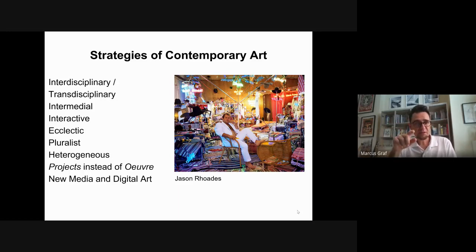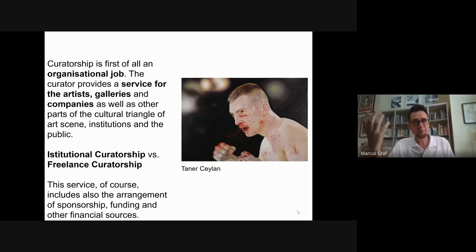You can take all these adjectives and put them onto curatorial practice as well. So that's why curatorial work today is also interdisciplinary, intermedial, heterogeneous, and we always talk about exhibition projects. So therefore, you can see that the history of curatorial practice was always developing parallel to the developments in the practice and the world of art. So that's why curators have to have a very close connection to the art world in order to create an environment in which contemporary art can happen.